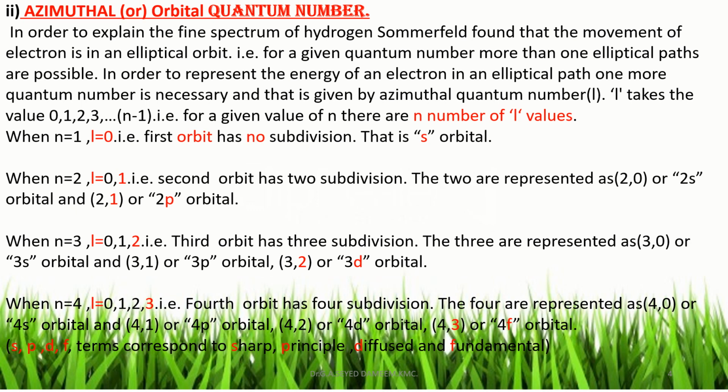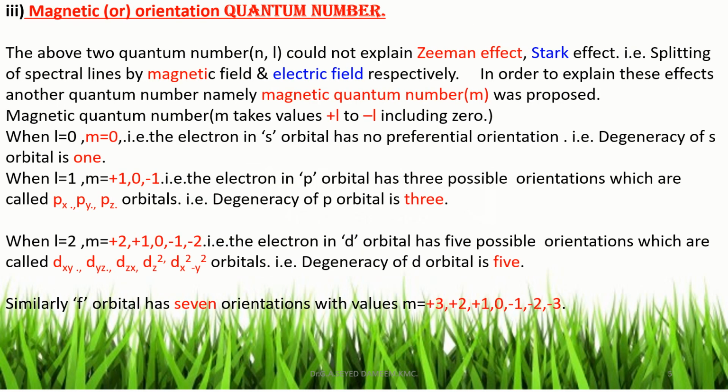These are about azimuthal quantum numbers. Third quantum number, that is magnetic or orientation quantum number. The above two quantum numbers, that is principal and azimuthal quantum number, could not explain Zeeman effect and Stark effect. Zeeman effect means splitting of spectral lines by magnetic field, and Stark effect means splitting of spectral lines by electric field.